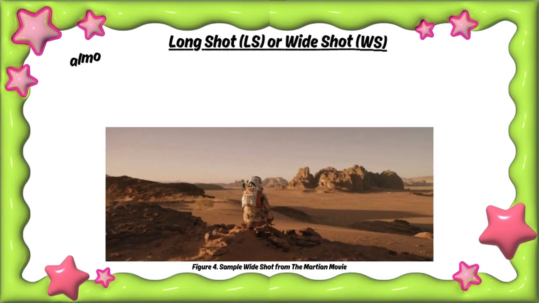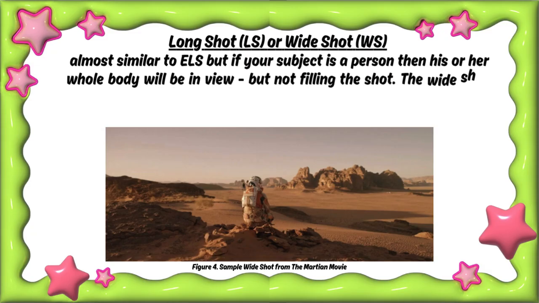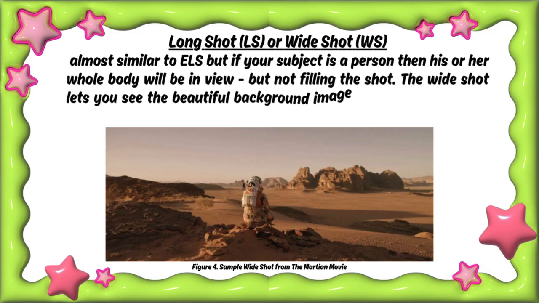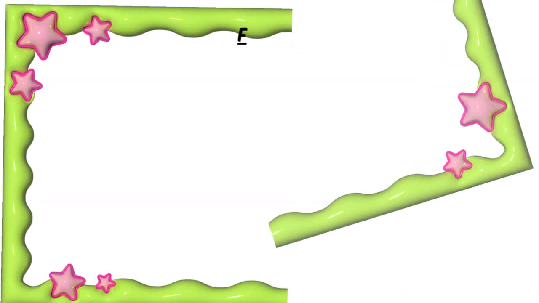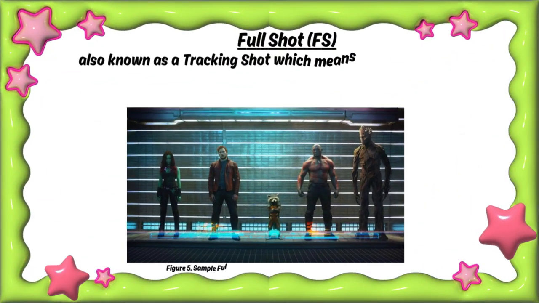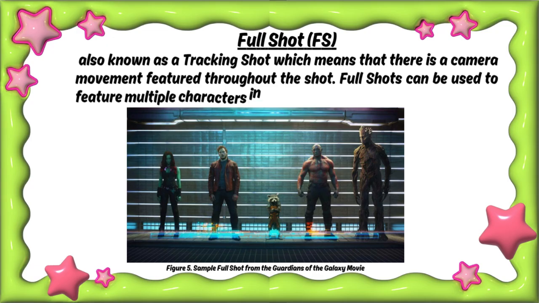Long shot, LS, or wide shot, WS. Almost similar to ELS, but if your subject is a person, then his or her whole body will be in view, but not filling the shot. The wide shot lets you see the beautiful background imagery, which makes a big moment more cinematic. Full shot, FS, also known as a tracking shot, which means that there is a camera movement featured throughout the shot. Full shots can be used to feature multiple characters in a single shot.